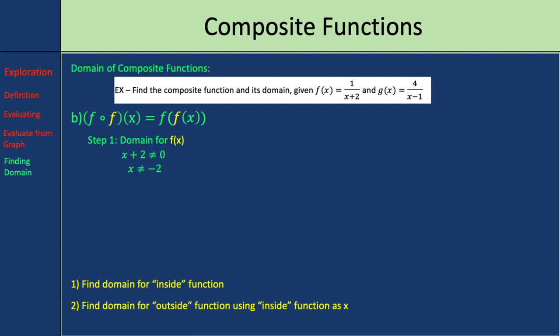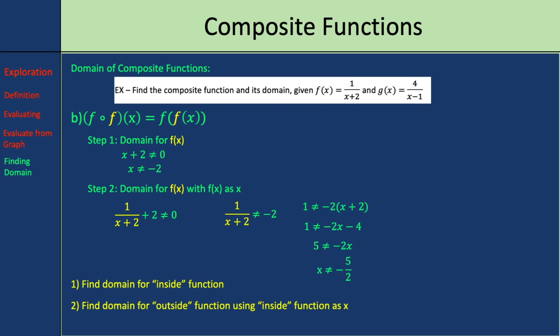And then you do the domain of the outside, which is also f, but now you replace x with f. All right, so x plus 2 not equal to 0, now you have 1 over x plus 2 not equal to 0. And solve for it, x not equal to negative 5 halves. And so my domain is x not equal to negative 2, x not equal to negative 5 halves.